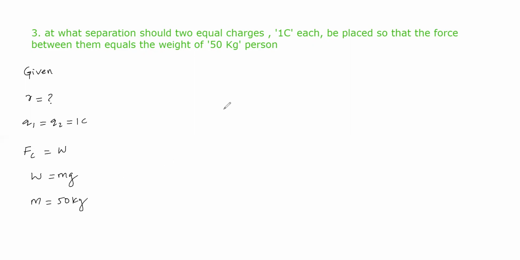So now let us solve this question. Here it is given that the Coulomb force is equal to the weight of the person W. Let us substitute weight as m into g. The Coulomb force is K into Q1 into Q2 divided by r square. Now we need to find r, so let us take r square is equal to K into Q1 into Q2 divided by g.